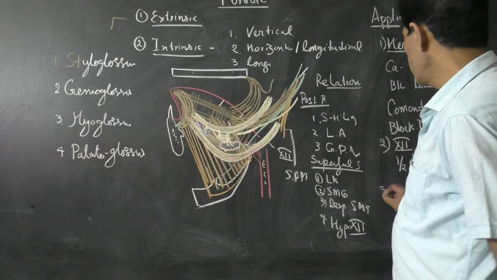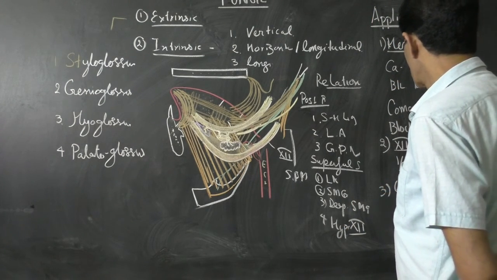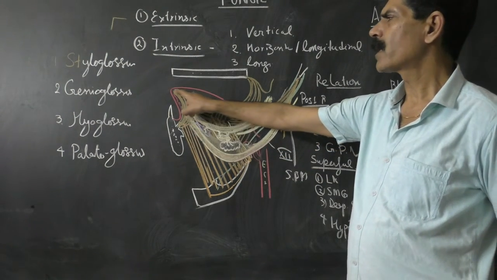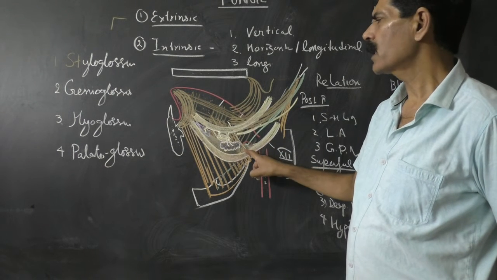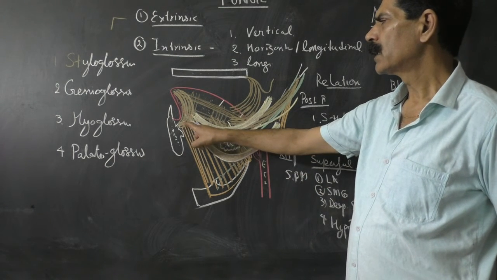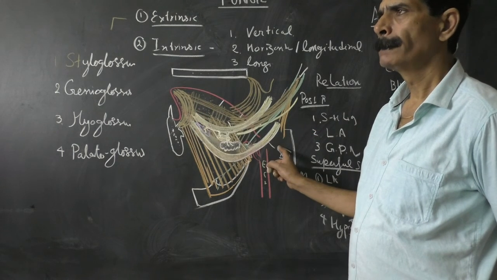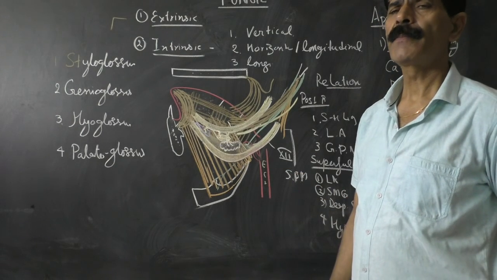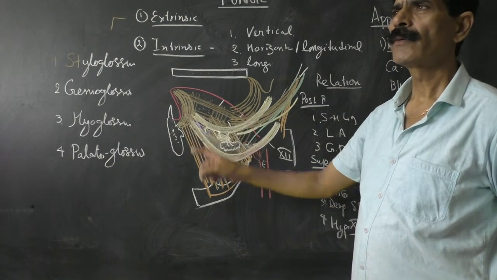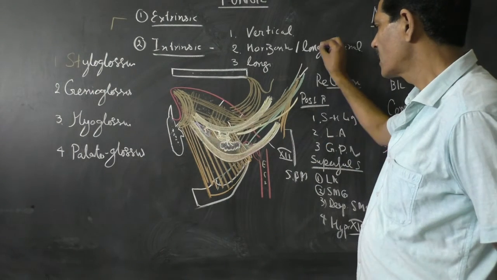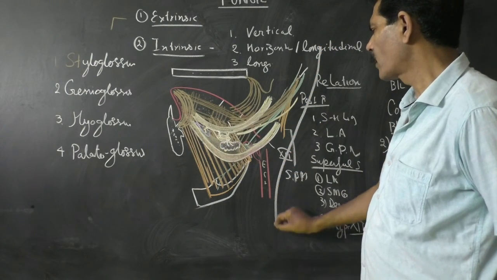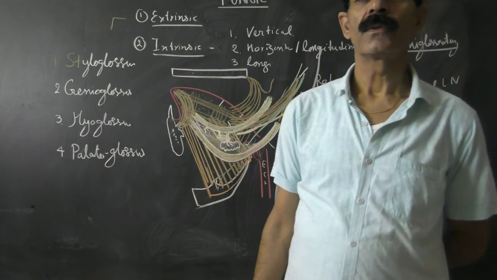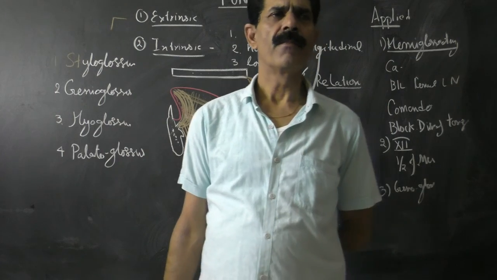The third applied aspect we have already done, that is the genioglossus. The genioglossus muscle is the safety muscle of the tongue. In paralysis of the pharyngeal musculature, the tongue falls back, but the genioglossus keeps the tongue, even in the paralyzed state, in the forward direction, and it prevents the blockade of the pharynx posteriorly. So that is the function of the genioglossus muscle. That's all about the muscles of the tongue.